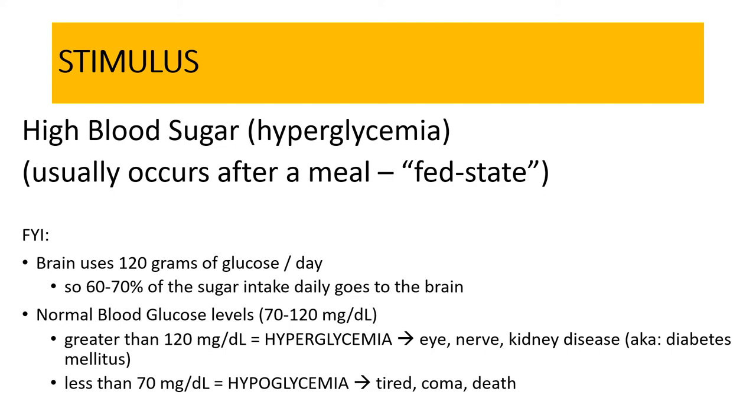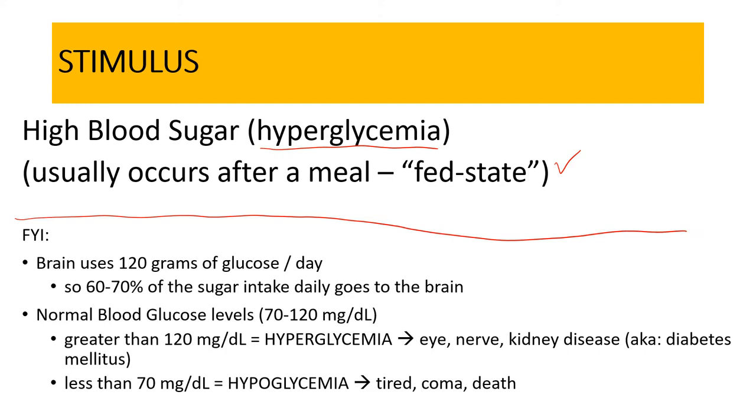High blood sugar, also known as hyperglycemia. Hyperglycemia is just a word that means too much sugar in the blood. Hyper is high, glyce is talking about sugar, emia is referring to the blood. Now, normally this occurs after a meal, okay? And your body undergoes homeostasis to help maintain blood sugar levels, which, by the way, your brain is one of the organs that requires glucose.